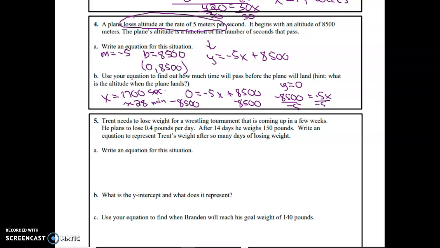All right, you need to do number 5, okay? Lose 0.4 pounds a day. At 14 days in his diet, he's now at 150. Okay, so set that up and solve it, and then come check your worksheet with me.